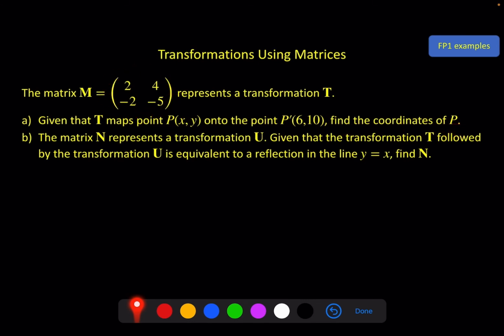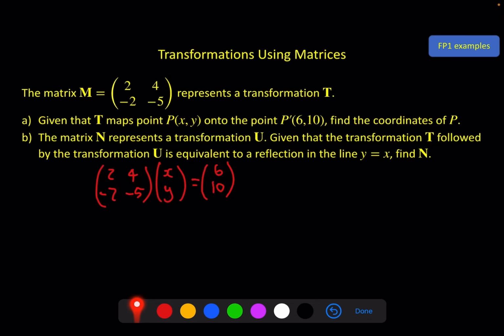Okay, so it's saying basically 2, 4, minus 2, minus 5 applied to x, y gives you the answer 6, 10. Now there is a bit of a choice here, because from a previous example we've done, you could easily say, well, why don't we just make simultaneous equations? 2x plus 4y must equal 6, and minus 2x minus 5y must equal 10. And that's not a bad way of doing this.